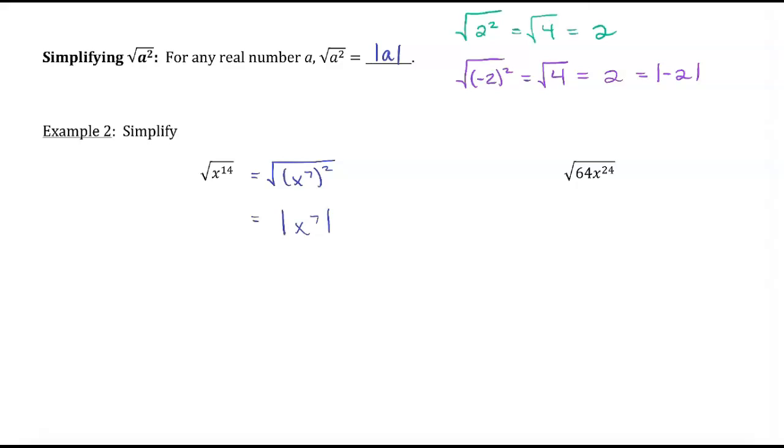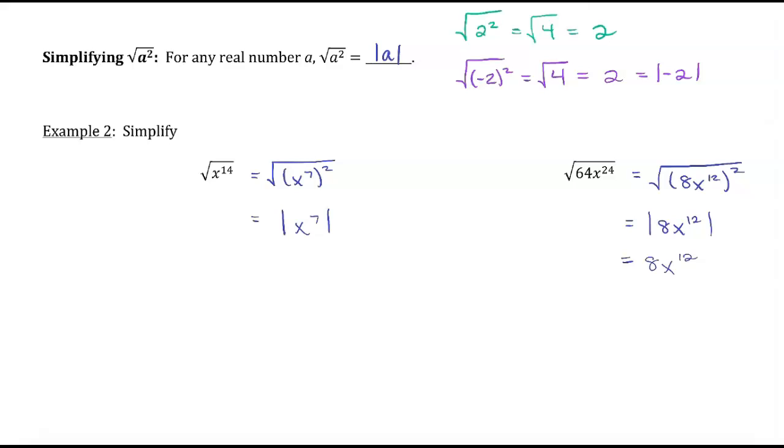Now consider the square root of 64x to the 24th. We could rewrite this as the square root of 8x to the 12th squared. So we have the square root of 8x to the 12th squared. This is equal to the absolute value of 8x to the 12th. 8 is already a positive number. And since 12 is an even number, x to the 12th is also positive. So this is simply equal to 8x to the 12th.